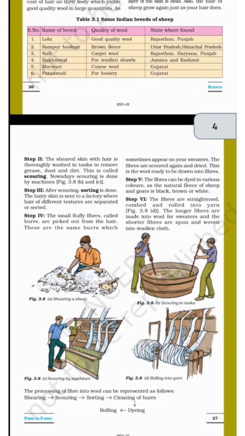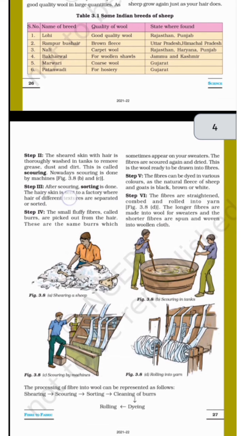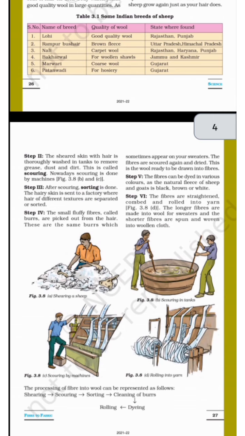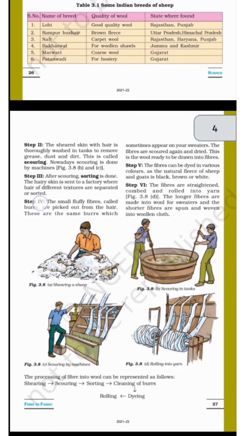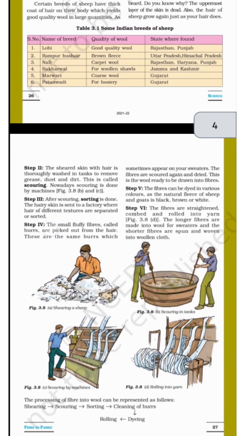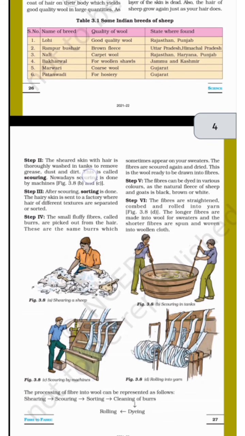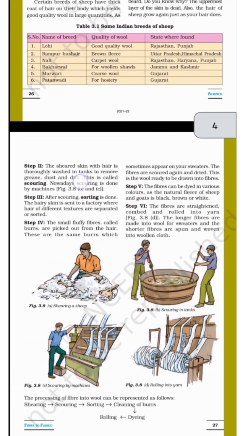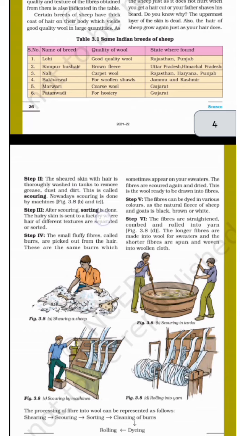Step 3. After scouring, sorting is done. The hair skin is sent to a factory where hair of different textures are separated or sorted. Yes, these hairs are not of the same quality, right? Some can be very soft and some can be very thick. To separate this and arrange the hair in different groups, the sorting method is used. In this method, the hair with different textures can be arranged in separate groups.